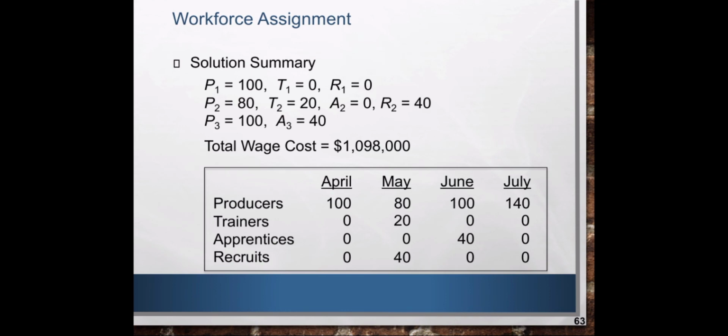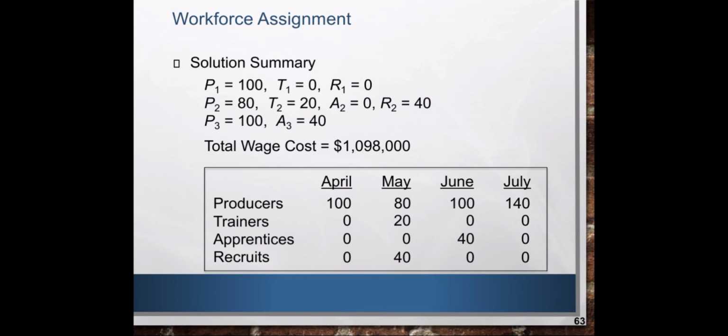So the solution summary. P sub 1 equals 100, T sub 1 is 0, and R sub 1 is 0. P sub 2 is 80 and T sub 2 is 20. A sub 2 is 0 and R sub 2 is 40. P sub 3 is 100 and A sub 3 is 40. So the total wage cost is $1,098,000. Producers for April is 100, and trainers, apprentices, and recruits are 0.